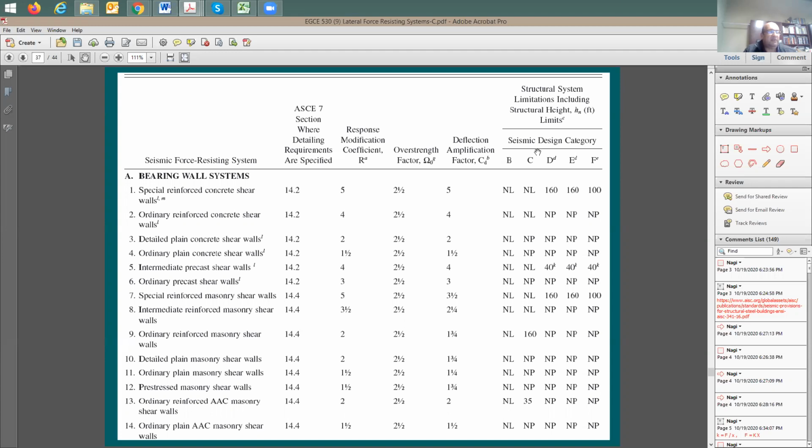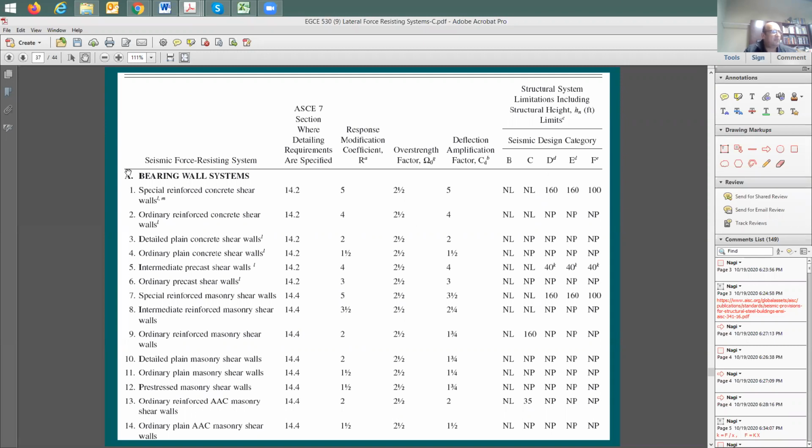For the seismic design category, based on each seismic design category, we're going to figure out the building height limit. So for example, if you are planning to use a special reinforced concrete shear wall, you can use it. Let's say that you have seismic design category D, like what we usually have here in California. You have a limit for the building height of 160 feet. NL means no limit. NP means not permitted. You cannot really use it.